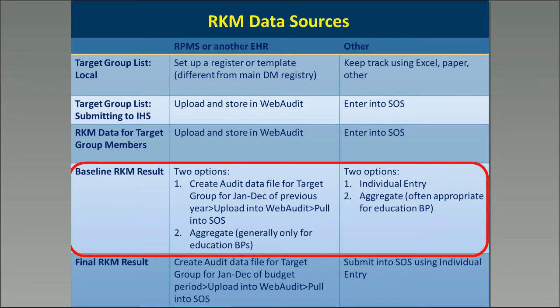When it comes to submitting your baseline results using RPMS and EHR, you have two options. One is to create an audit data file for your target group using the beginning of the year to the end of the year of the previous year, and you're going to upload that into the web audit and pull into the SOS. The other option is to do an aggregate, and that's generally for education best practices. It may also be helpful for somebody who decides to do individual entry and just wants to have documentation of data that was provided in the previous year.